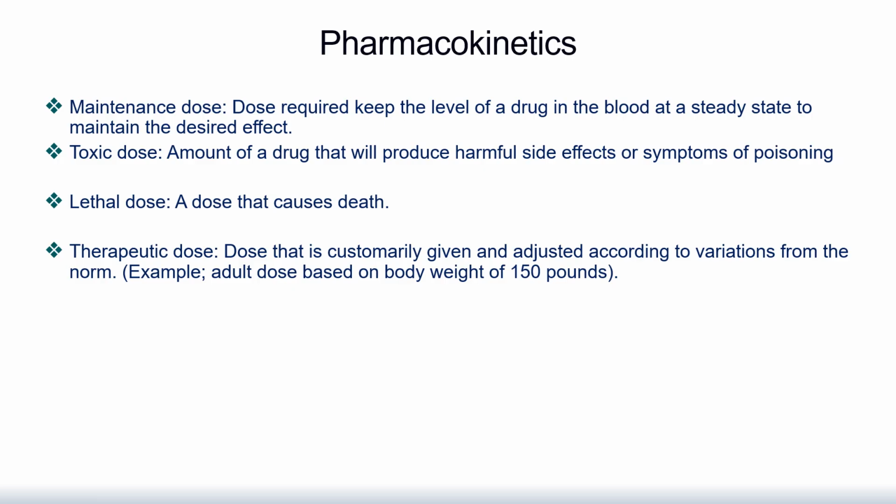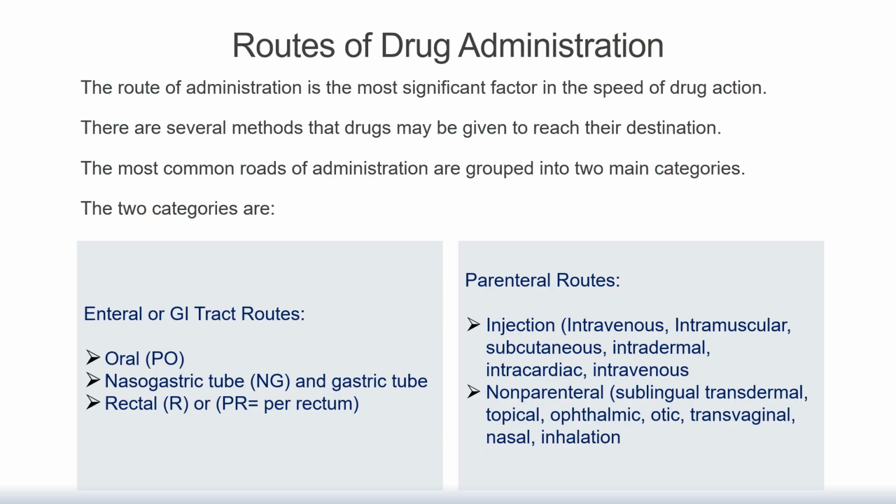And then there's a lethal dose. This is a dose that will result in death. Optimally, a therapeutic dose is what we want. This is a dose that is customarily given and adjusted according to variations from the normal, like adult dose based on body weight, but keeping it at a therapeutic dose and level. That's our desired effect.